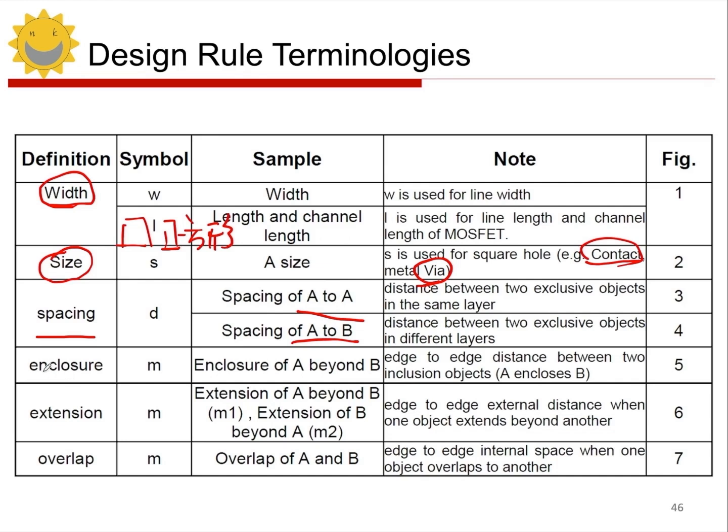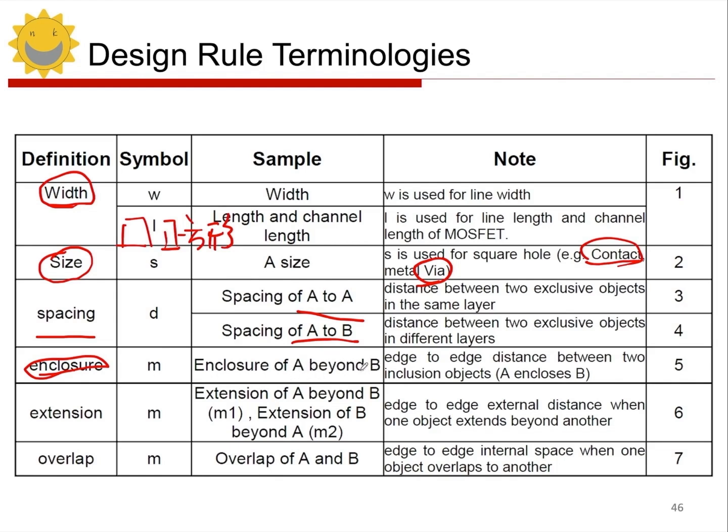Note that this extension is different from the enclosure we just talked about. In enclosure, A completely covers B and extends beyond B to a certain degree. But for extension, it just means that if one edge extends out, it's considered an extension. It doesn't necessarily mean one shape covers or wraps around the other. The last concept is overlap, which refers to the degree to which two shapes overlap. So these data points help us understand the specific requirements more visually.